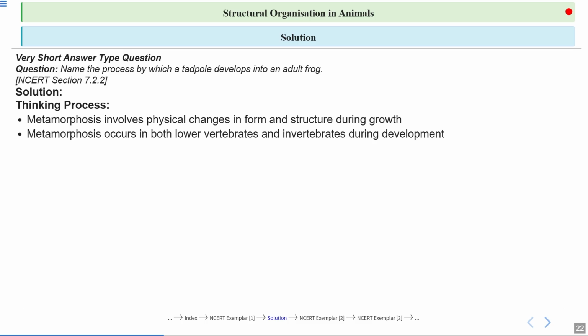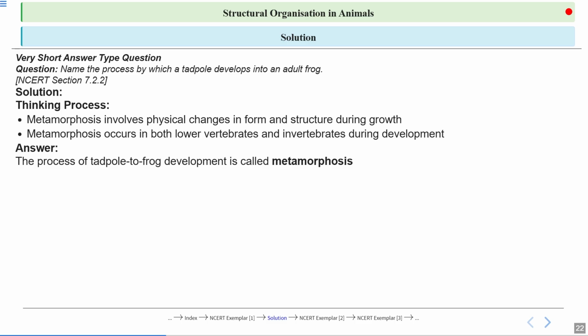Metamorphosis occurs in both lower vertebrates and invertebrates during development. If we talk about lower vertebrates, we have the frog, and among invertebrates, we see insects, butterfly, for example. Answer: the process of tadpole to frog development is called metamorphosis.